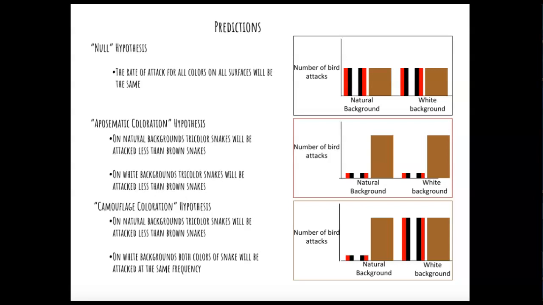So in this case, we're saying that the snakes are aposematic, they are dangerous, their predators know that they are dangerous, and therefore they're going to avoid them regardless of the background that they are on. The next is camouflage coloration. And so in this hypothesis, we're going to say that on natural backgrounds, tricolor snakes will be attacked less than brown snakes because for some reason their coloration is allowing them to be camouflaged on that natural background. Or on a white background, both colors of snake will be attacked at the same frequency because on a white background, they are no longer camouflaged.